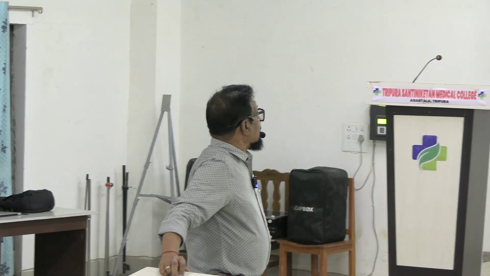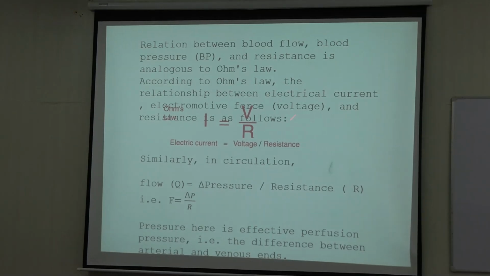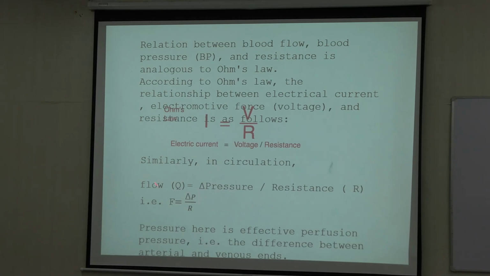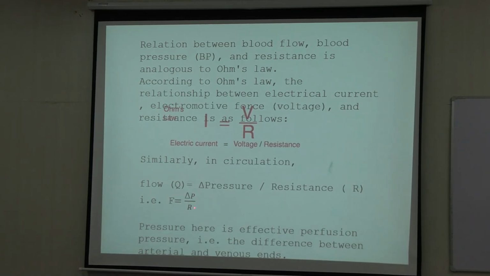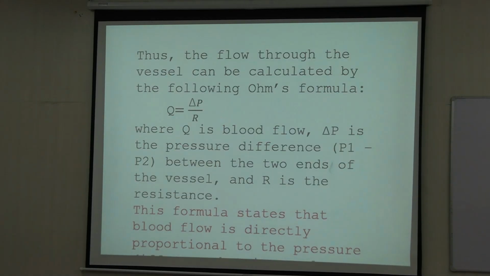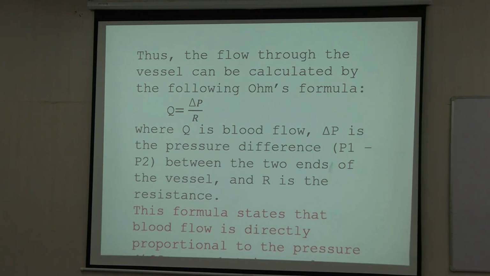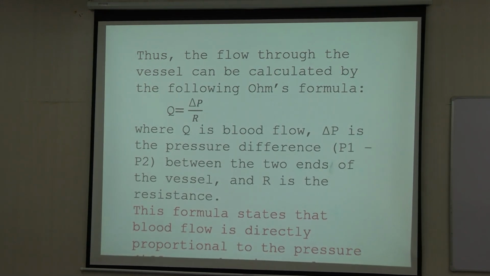So this is Ohm's law: I is equal to V by R. V is electromotive force, meaning voltage difference. R is the resistance. Instead of I, we can put flow, and instead of V, we can put the pressure difference, and R is the resistance, which is common. So we can see Q, meaning flow, is directly proportional to the pressure difference. Higher the pressure difference, higher the flow. And higher the resistance, less the flow. So this is an inverse relation. Higher resistance means higher vasoconstriction, so less flow.